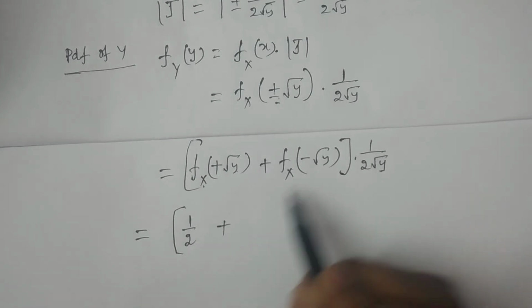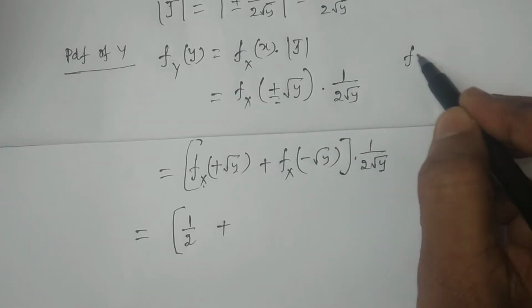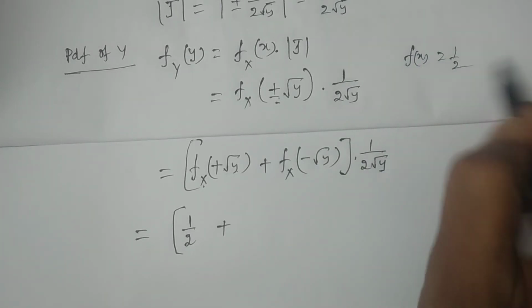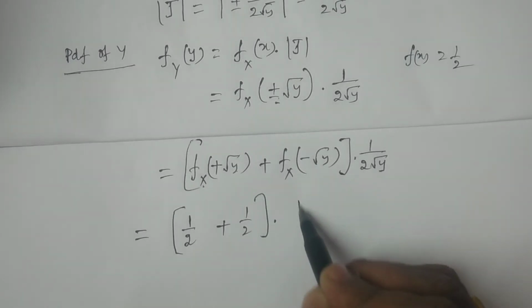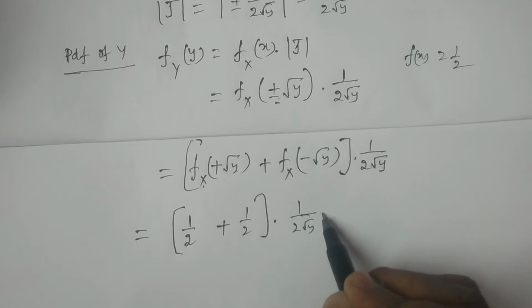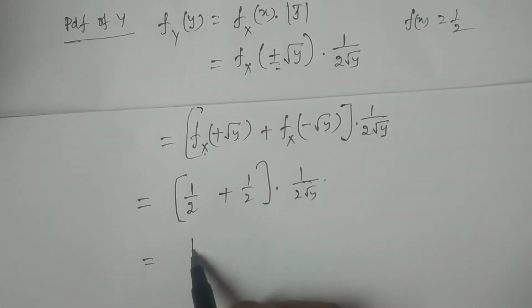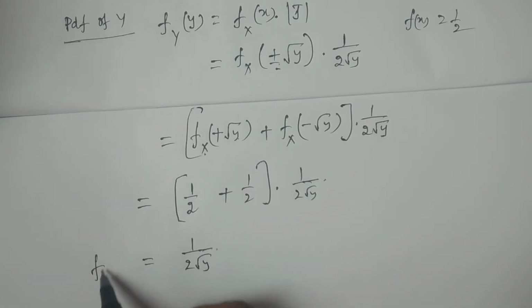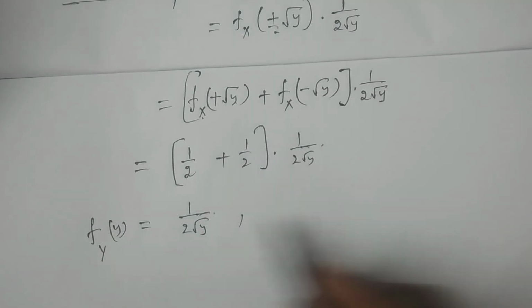And this is also f of x minus root y, because the density function f of x is equal to 1 by 2. So it is also 1 by 2 multiplied by 1 by 2 root y, and because 1 by 2 plus 1 by 2 is 1, therefore the value is 1 by 2 root y. What is this? The probability density function of y. But what are the limits?